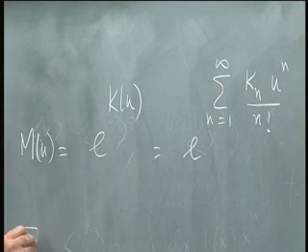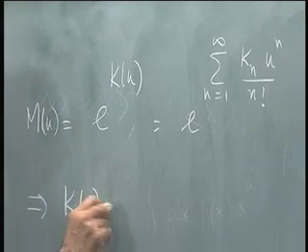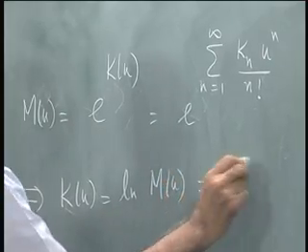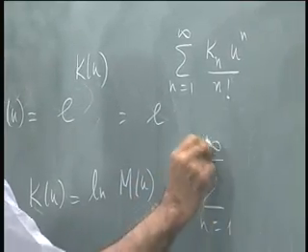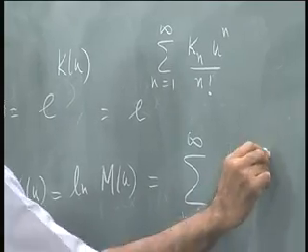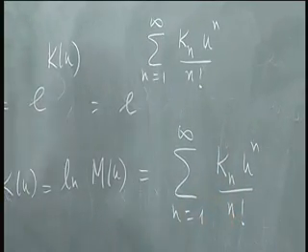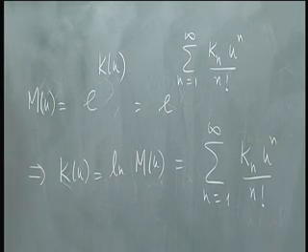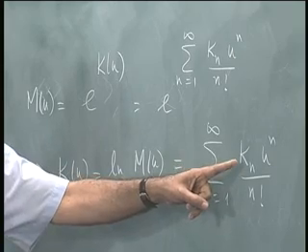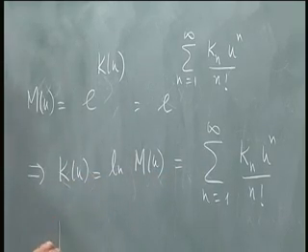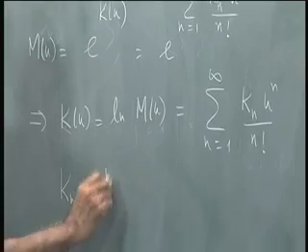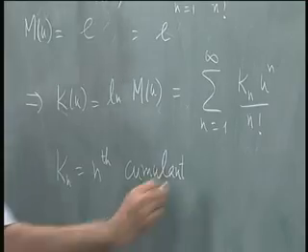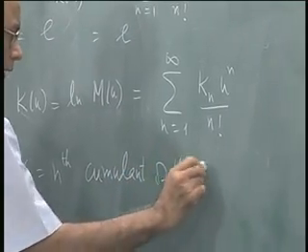Then it would immediately imply that K of u equals log m of u, and this is equal to the sum from n equal to 1 to infinity of kappa sub n u to the n over n factorial, formally. So it is again a power series, and the question is, what are these coefficients kappa sub n? This number kappa n is the nth cumulant of the distribution.